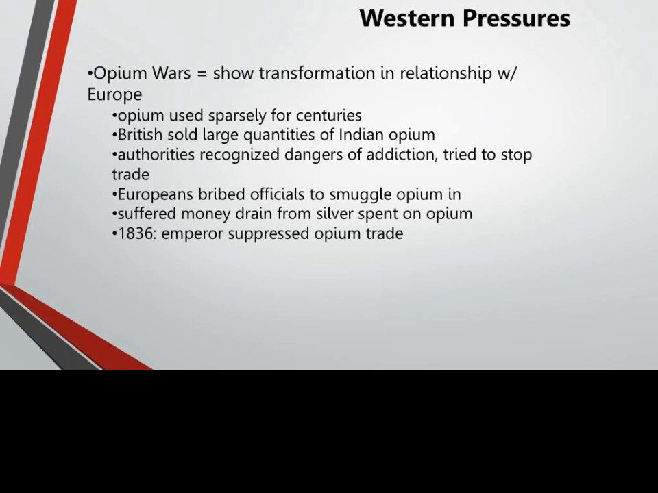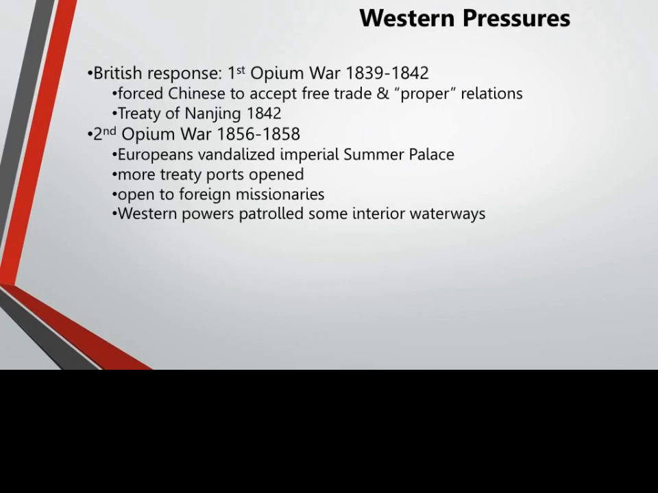In 1836, the emperor finally decided to put forth more effort and funding to really suppress the trade. Of course, the British had a response to that. They responded with the First Opium War, 1839 to 1842. And it forced the Chinese to accept free trade and quote-unquote proper relations among the different countries. The Treaty of Nanking in 1842. And then the Second Opium War, 1856 to 1858.